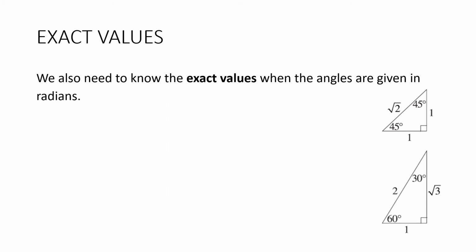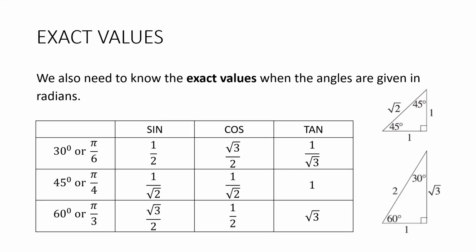So remember these triangles here? Here's our table. And now we've got 30, which is pi on 6, or 45, which is pi on 4, or 60, which is pi on 3.